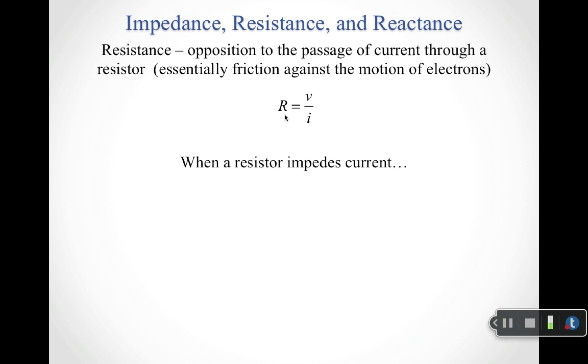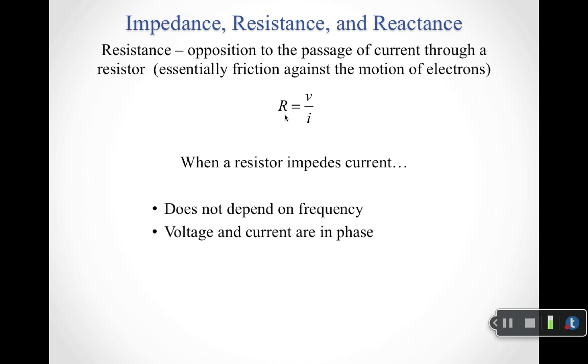So what happens when a resistor impedes current within an AC circuit? There are a handful of things. One is that it doesn't depend on the frequency at which the voltage source is running. We know we have a sinusoidal voltage source running at a certain frequency. A resistor doesn't care about that frequency. So resistance doesn't depend on frequency. You run it at a high frequency, you run it at a low frequency, resistance isn't going to change.